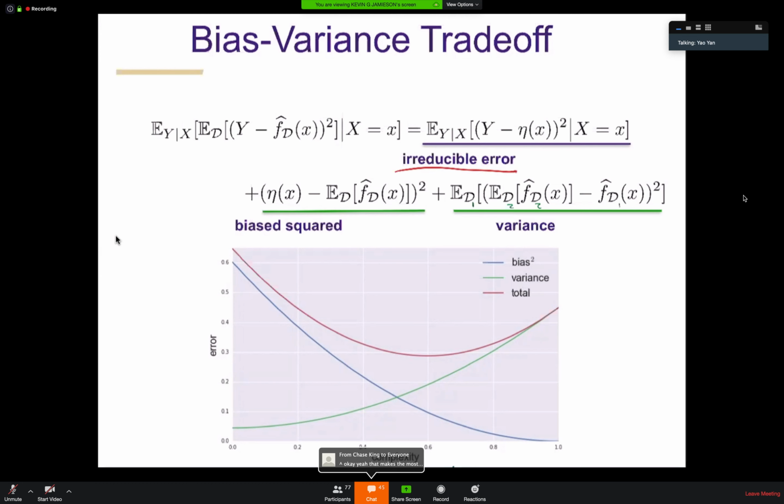Yeah, that makes sense. And also for the eta of x is based on the known x, right? Like for example, in a real situation, it's only the training set.